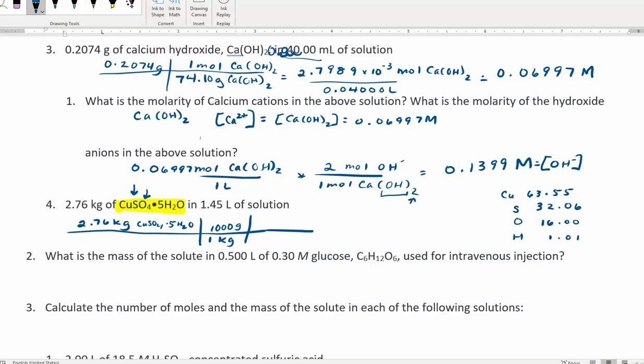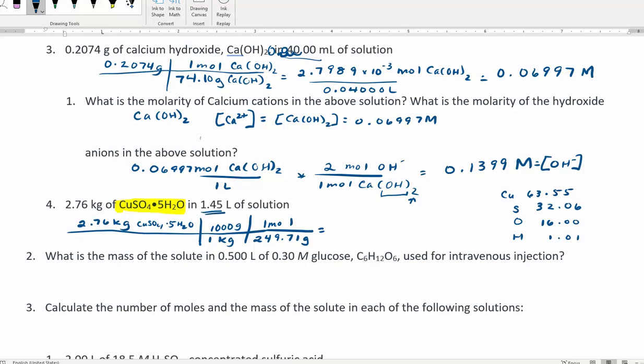So I have 4 here, and then I distribute this 5. So I have 5 oxygens here. So I actually have 9 times 16 when I'm adding this formula mass. And then for the hydrogen, I have 10 hydrogens. So I'm going to multiply 1.01 times 10, add that all together, and I get a formula mass for copper 2 sulfate pentahydrate of 249.71 grams per mole.